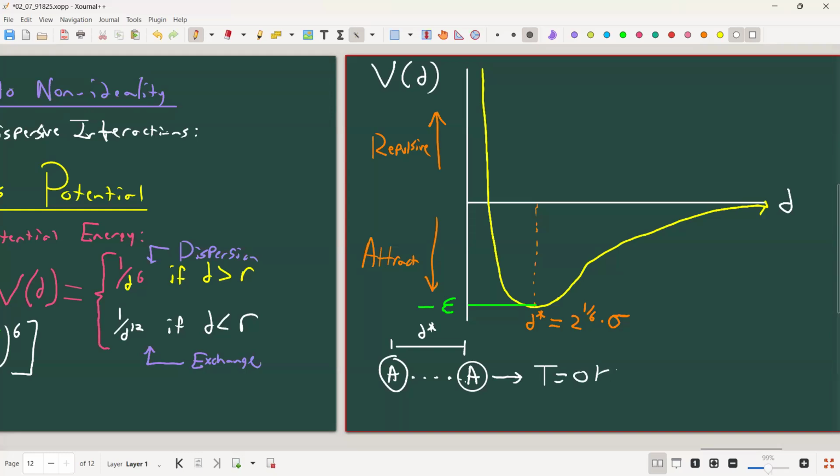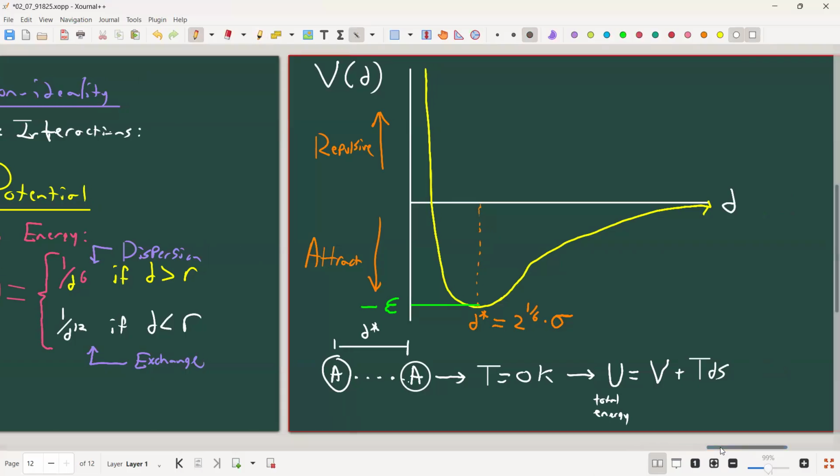No heat. What's the total energy of the system? The total energy of the system U is the potential energy plus TS. Yeah, U is V plus TS, that's right. Entropy. And at 0 Kelvin, this is 0, because there's no entropy at 0 Kelvin. So the total energy is the potential at that.